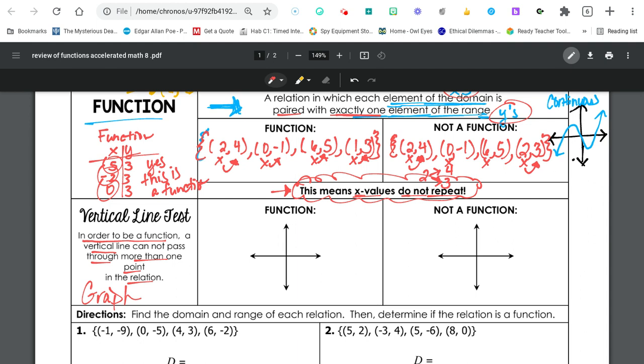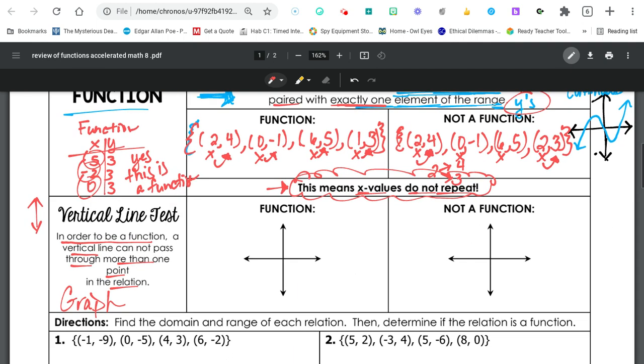If you do a vertical line test, and vertical is straight up and down, that's vertical. If you drop a vertical line anywhere on the graph, and that vertical line hits the graph in more than one location, it is not a function. Or if you draw it anywhere on the graph and it only hits it in exactly one spot, however many times you choose to draw it, it is a function. So for instance, something like this, let's see.